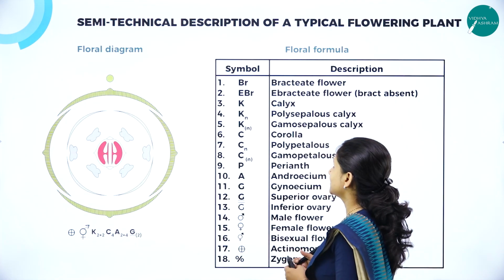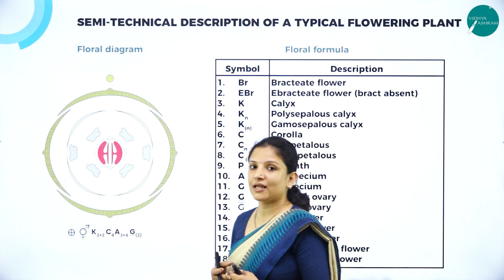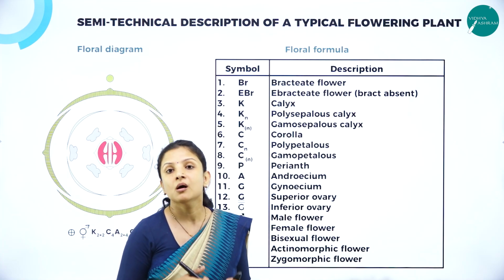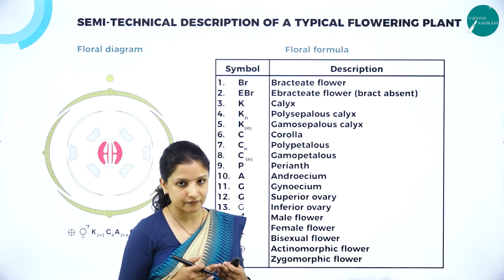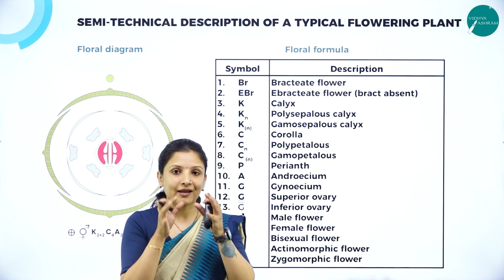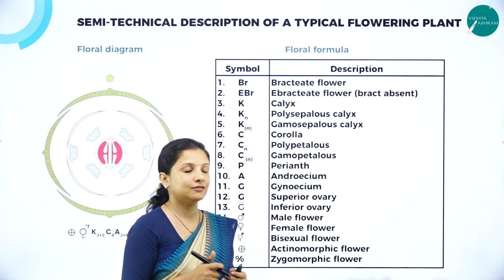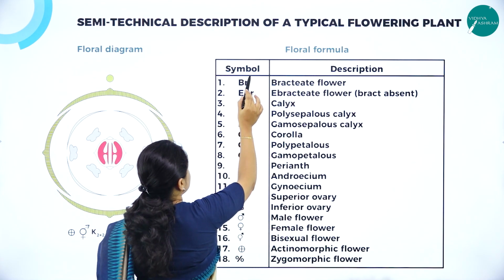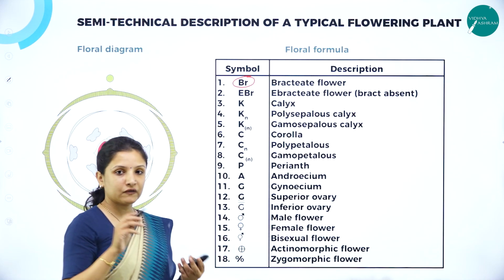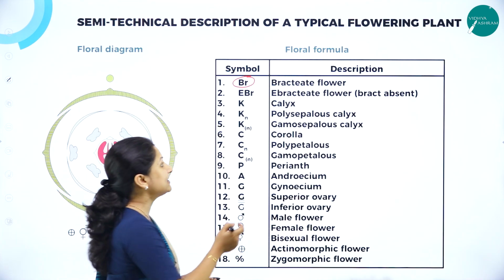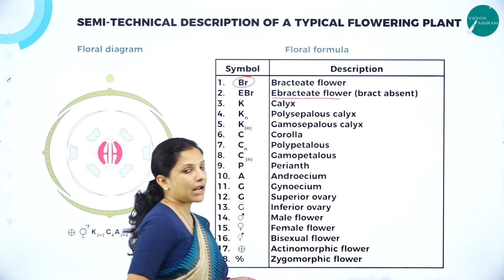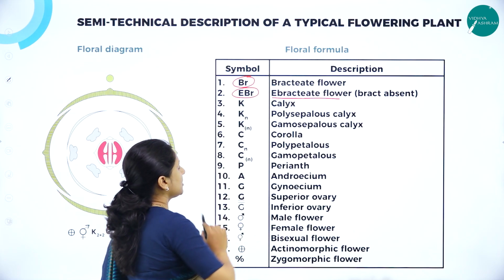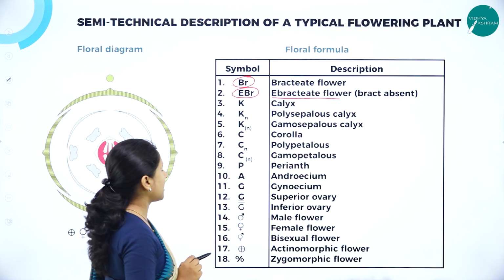So let's see what those symbols are. I told you the flowers have bracts, right? Bracts are leaf-like structures present at the base of the stalk of the flower, or the pedicel of the flower. When you are looking at the morphology of the flower, if there is a bract, we call it a bracteate flower and it is represented by the symbol Br. Now if the flower doesn't have a bract, then it is called ebracteate, meaning the bract is absent in that particular flower, and it is written as EBr, E for ebracteate.